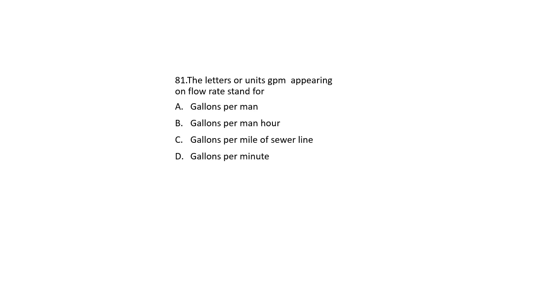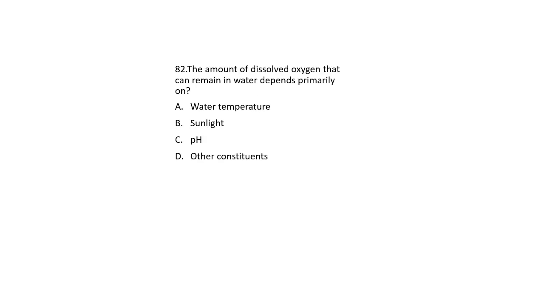The letters or units GPM appearing on flow rate stand for gallons per man hour, gallons per mile of sewer line, or gallons per minute, and GPM is gallons per minute. The amount of dissolved oxygen that can remain in water depends primarily on water temperature, sunlight, pH, or other constituents, and that is water temperature.